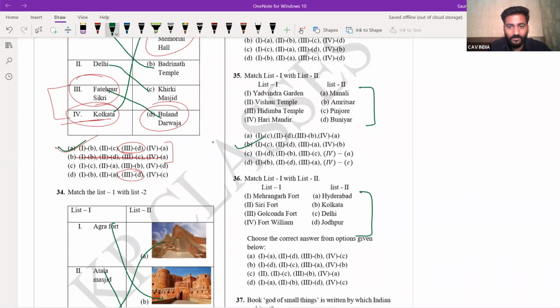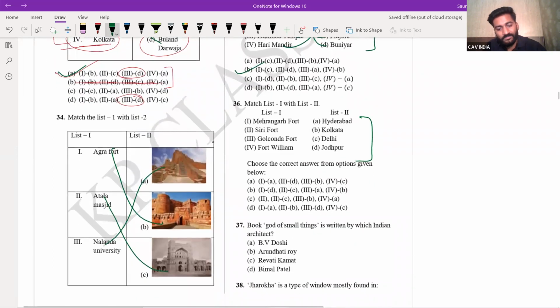That is Yadavindra Garden, or it is also known as the Pinjore Garden. It's in Pinjore. Then the Vishnu temple is in Bunyar. Hidimba temple is in Manali. And the Hari Mandir is in Amritsar. Similar to that, the Mehrangarh Fort is in Jodhpur, the Siri Fort is in Delhi, Golconda Fort is in Hyderabad, and Fort William is in Kolkata. So with that, B would be the right answer for question 36.